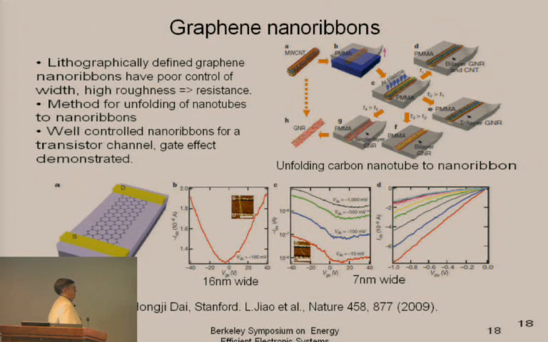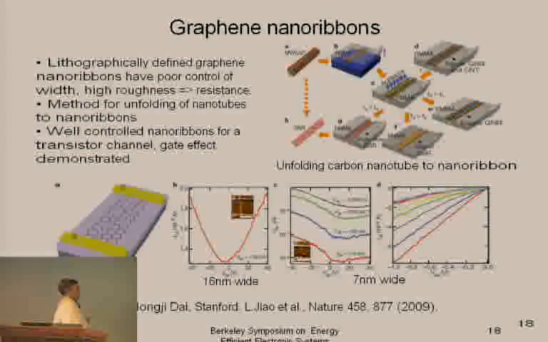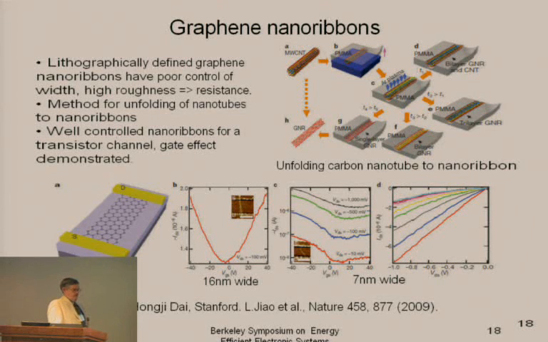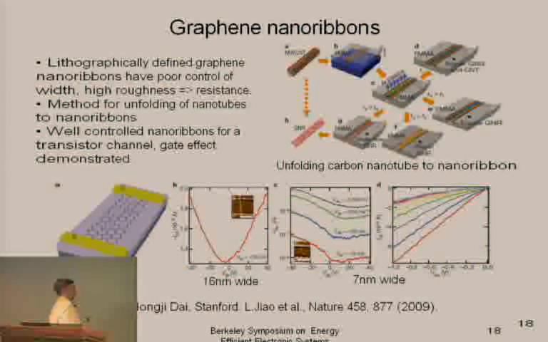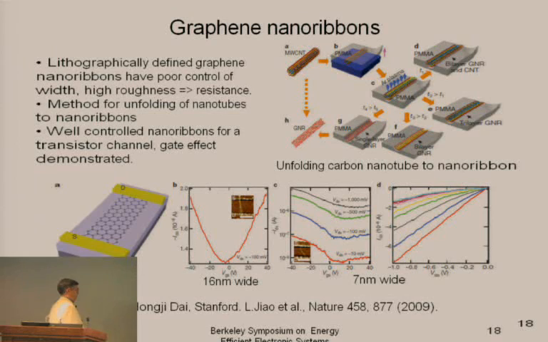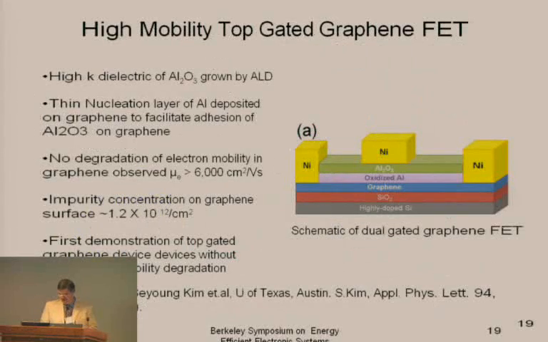Now the idea, of course, with graphene, it's a zero band gap material. So in order to get a band gap, you have to introduce quantum confinement. So Hongjie basically has demonstrated how to make 7 nanometer wide nanoribbons, which have a moderate I-on/I-off ratio in a backgated device. But that's a backgated device.